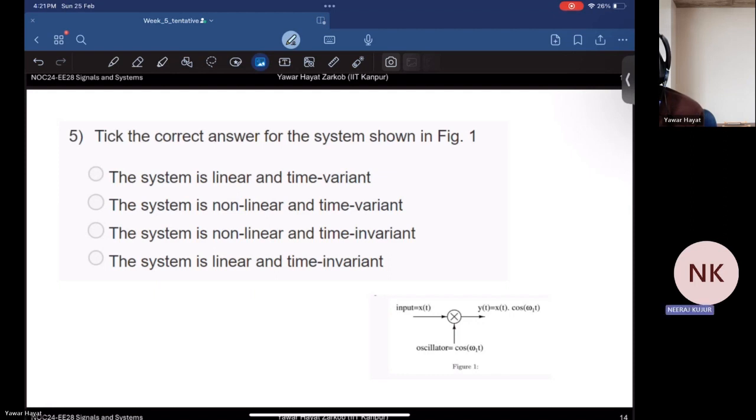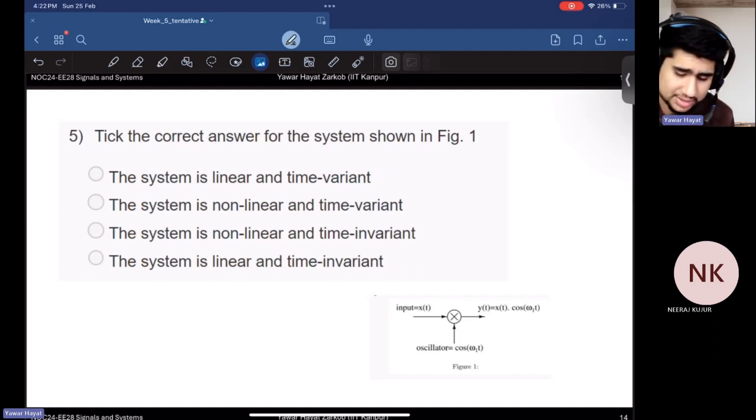So the system is linear. You took the two inputs, right? And computed the individual outputs and then found out the output corresponding to the sum of these inputs, right? And you can see why that would be true for any number of inputs, right? Because linearity is not restricted to two inputs. You are right. The system is linear. Now, what about this? Is it time variant or time invariant?